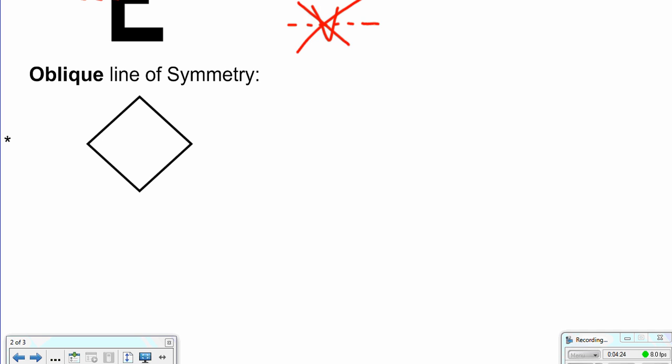Okay, the last type is oblique symmetry. If you're someone who likes to work out your abs, you will know that your obliques are the ones on the side, or kind of on the diagonal. And so an oblique line of symmetry is a diagonal line of symmetry. This shape has oblique symmetry in this direction. So if I fold it along that dotted line, the lines would match up. Or oblique symmetry can be in the other direction. It doesn't matter.